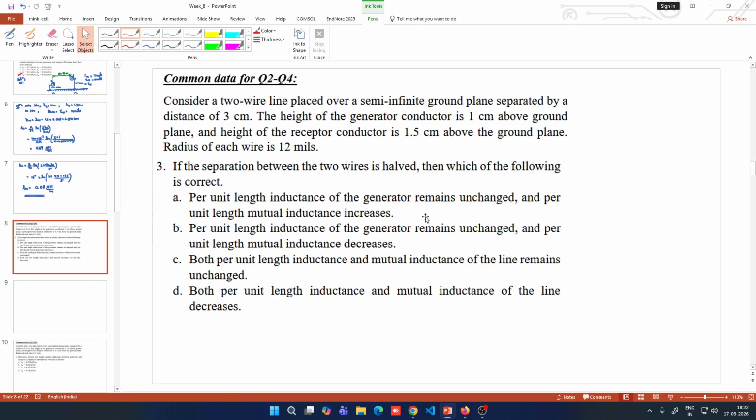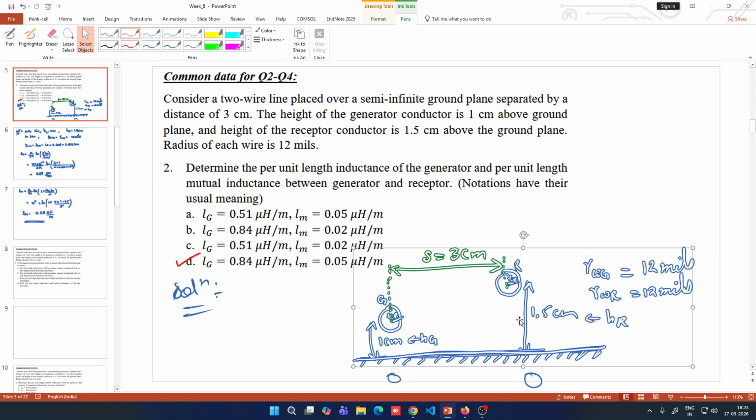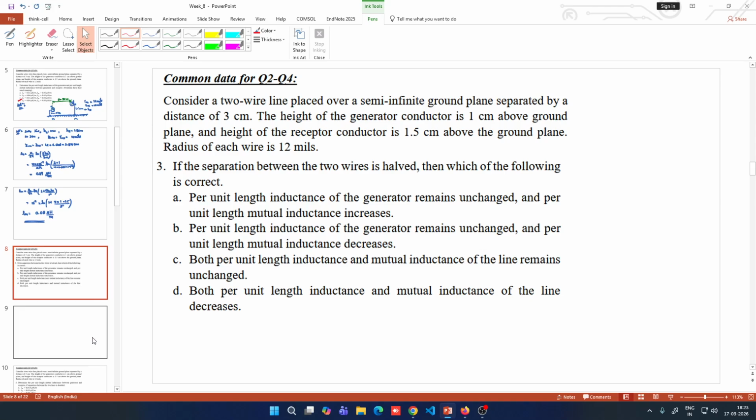Okay, now we will move on to question number 3. Question number 3 means the data is common. That means we still have the same two-wire line placed over a semi-infinite ground plane, separated by a distance of 3 centimeters. This figure holds true here also. I'll just copy paste it.